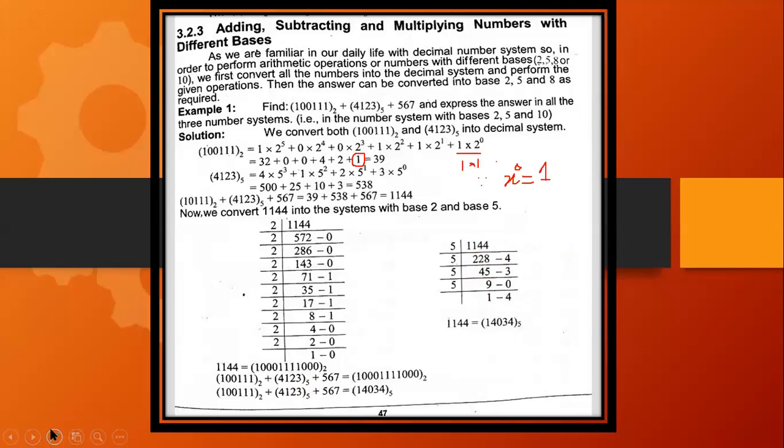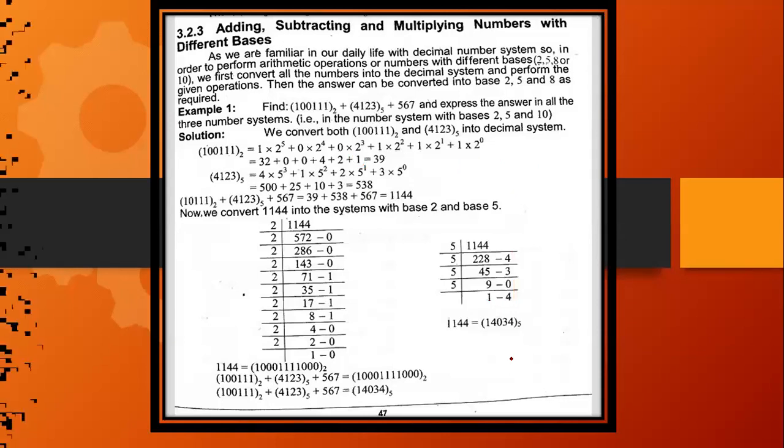अपना आंसर मैं कंक्लूड करूँगी फ्रॉम दिस नंबर 14034. इसको मैं यहाँ लिखूँगी और उसकी बेस 5 पुट कर दूँगी. Is this clear? Any question? So I may move on. Okay, class. Thank you.